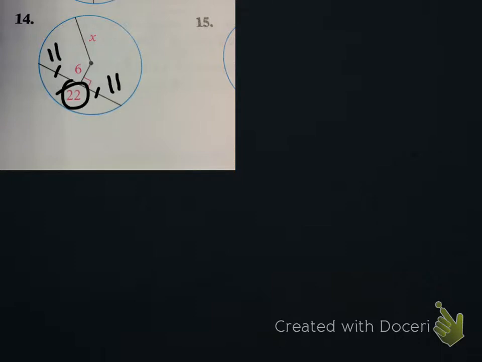So if each of those segments are 11, then what I can do is, and this is always your strategy here, I'm solving for a radius, so I need to draw in my own radius here, creating again a right triangle where I know that it's 6 squared plus 11 squared equals r squared, or in this case it would be x squared because x is the radius.